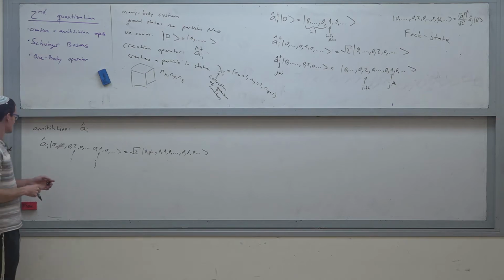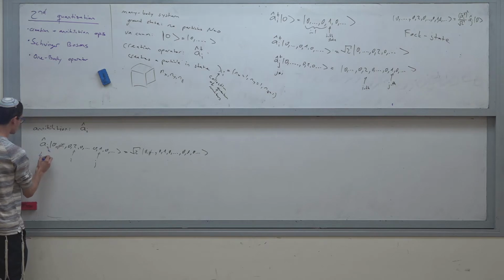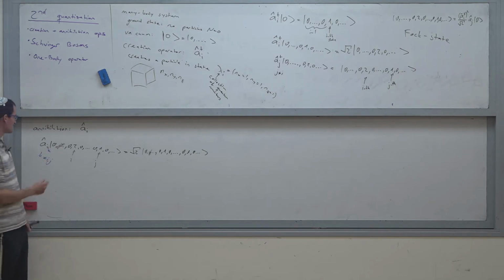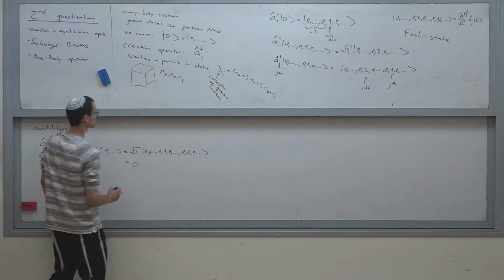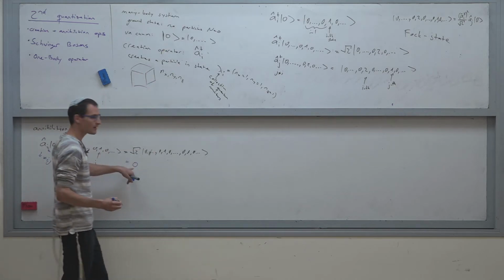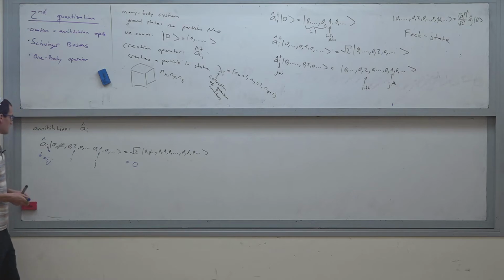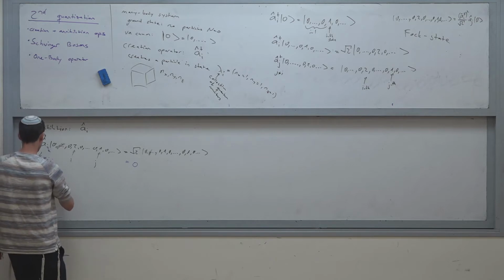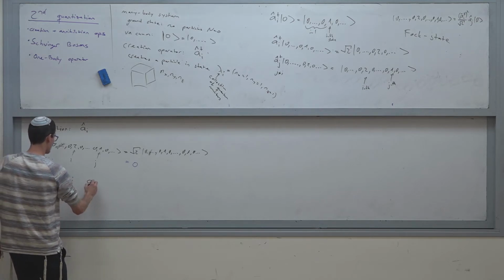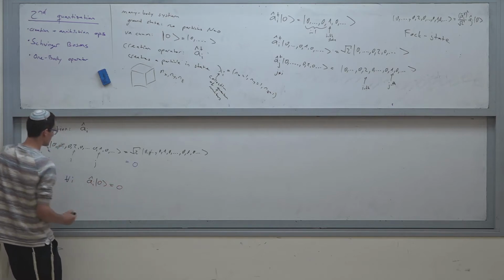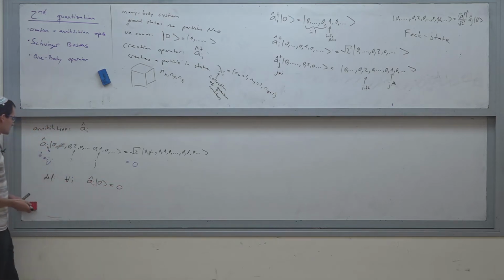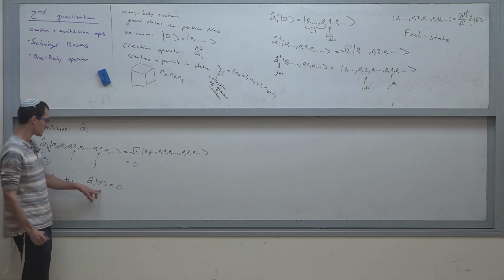What happens if I act on this state, not with A_i, but with A_k, where k is different from i and j? So I'm trying to annihilate one of these zeros. You obviously get 0. It's not the state 0, it's not the vacuum state, it's the number 0. And this is actually the definition of the vacuum state, that for any i, when A_i acts on the vacuum state, you get the number 0. That's how the vacuum state is defined. No matter which annihilation operator you apply, you always must get 0.